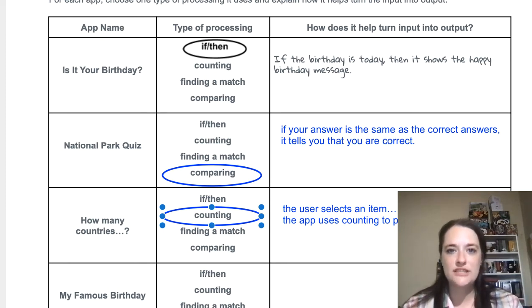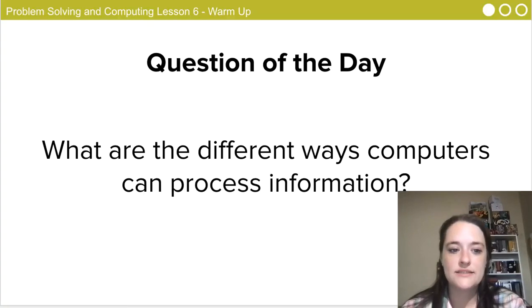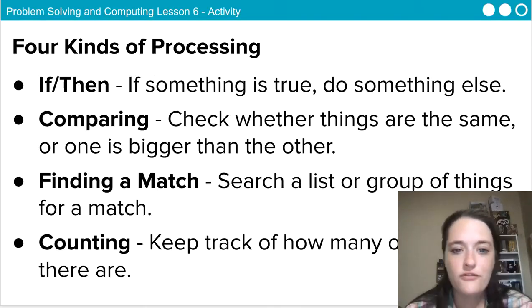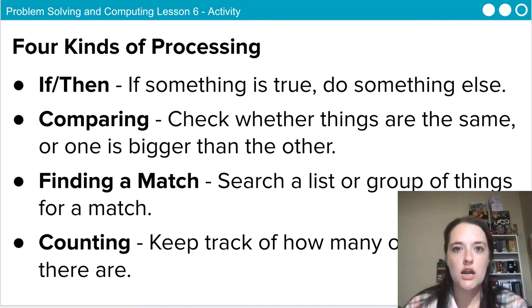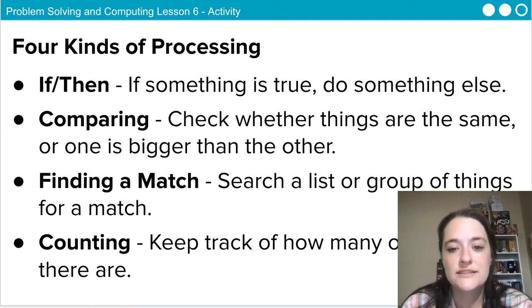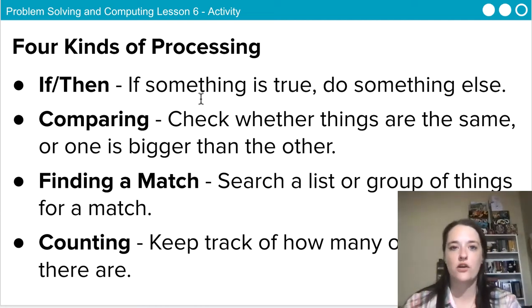So there are lots of different types of processing that computers can use. Today we are going to focus on 4 different types of processing. Okay? The 4 kinds of processing are if then, which means if something is true, do something else. Comparing, which checks whether things are the same or one is bigger than the other. Finding a match, which searches a list or group of things for a match. And counting, which keeps track of how many of something there are.